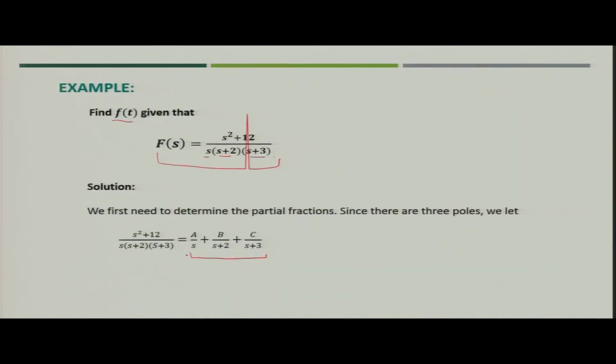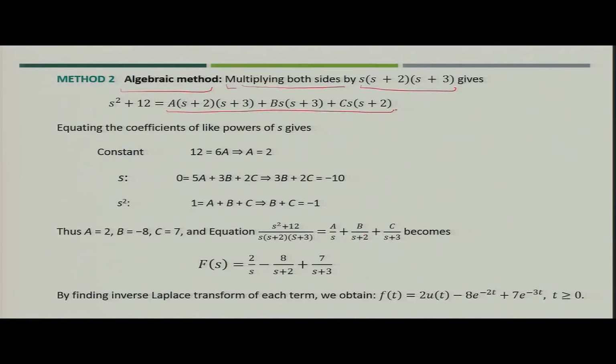So, if you multiply both sides by s into (s plus 2) into (s plus 3), the denominators will cancel out and the numerator you get is s square plus 12 is equal to A into (s plus 2) into (s plus 3) plus B into (s plus 3) plus C into (s plus 2). So, this is what we got from the multiplication. Now, what next you have to do? You have to just equate the coefficients of like powers of s.